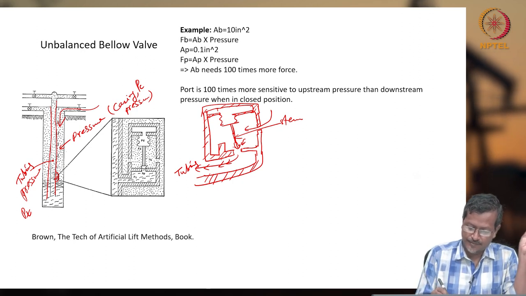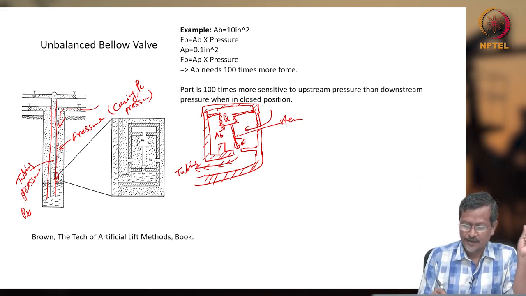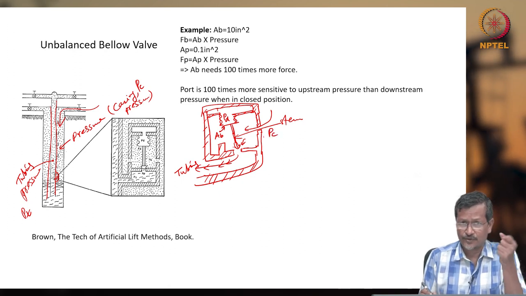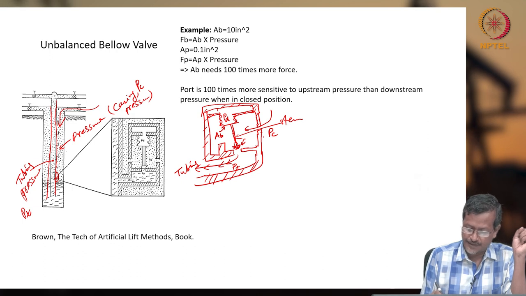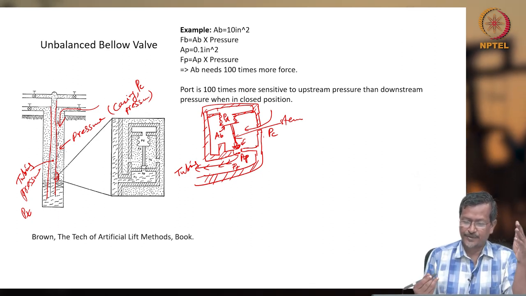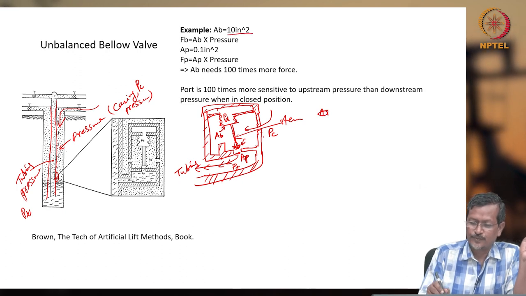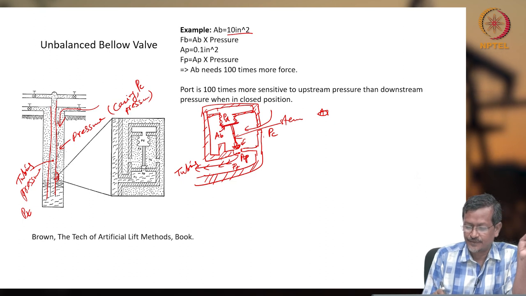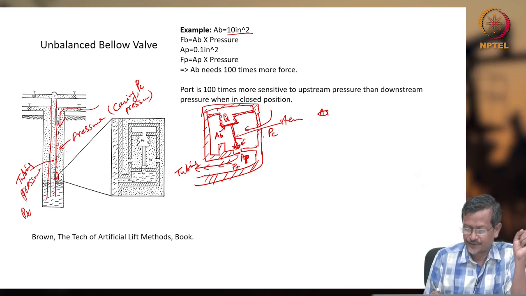Here the term is there, PD or diaphragm; this is called the diaphragm. So diaphragm pressure and AB, the area below the diaphragm, is the notation I am using. PC is the casing pressure, as I already told you, and here the pressure is the tubing pressure, PT. And this area at the stem is AP, the port area. So how much pressure will be required to close or open the valve? Assume AB is 10 square inches, and you are giving casing pressure of, say, 100 bar, 200 bar, and AP is here at the bottom, the port area.